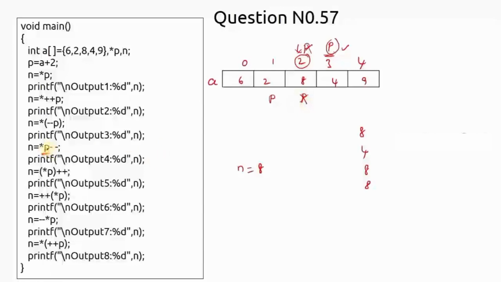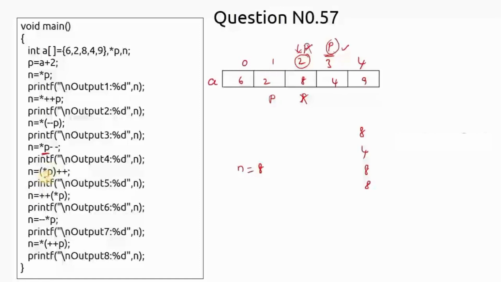So remember this point. First it will assign, then it will decrement the location value. So first it is assigned to n. That's why we received the output as 8. Then decrementing the location. Now your p value is here in this location 1.